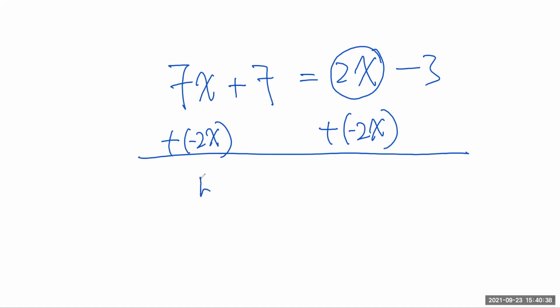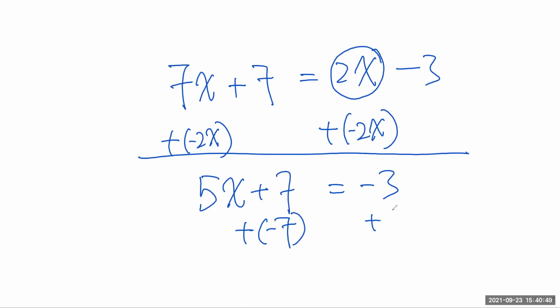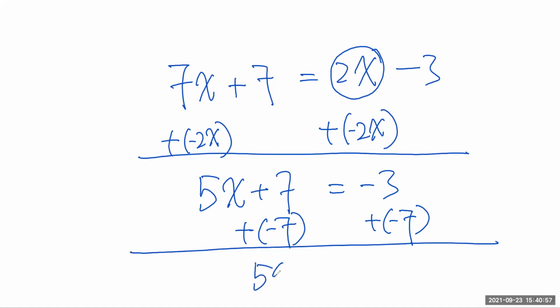So this side is 5x plus 7, and this side is -3. Then we take out 7 from the left, which means we have to take 7 from the right. That means it's still balanced. We got 5x equal to -10, right?